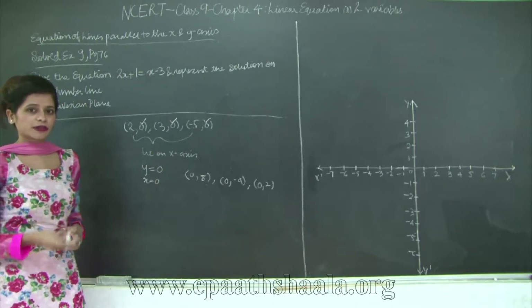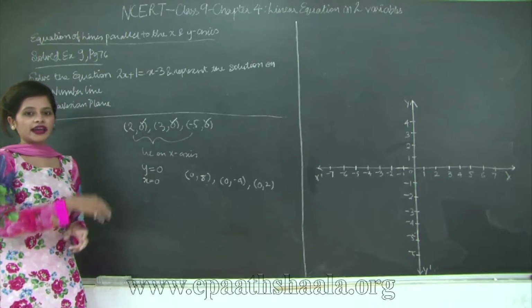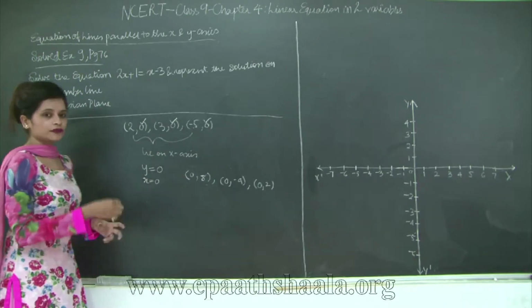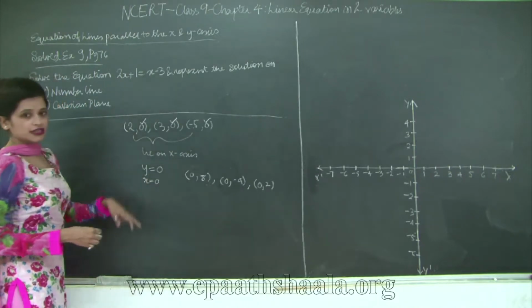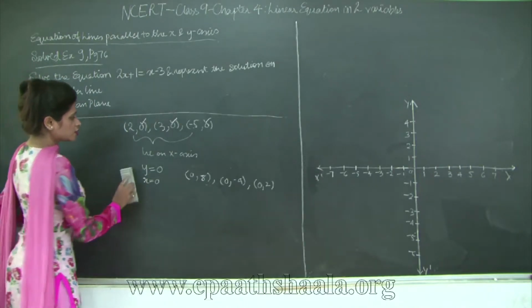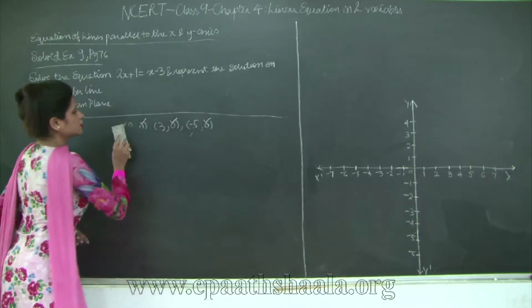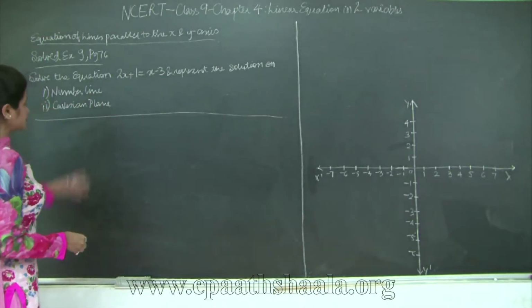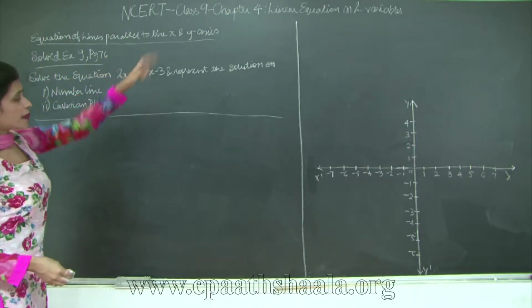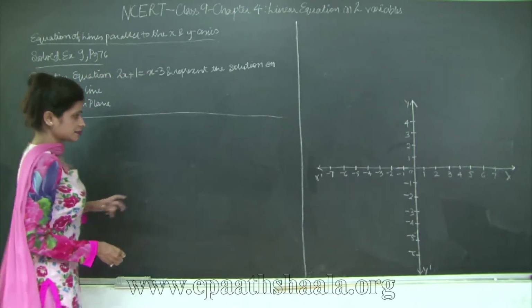So it is pretty simple to remember, right? I'm sorry, for the x axis it is y is equal to 0, and for the y axis it is x is equal to 0, right? So we have now understood the equations of the x axis and y axis. Now let us look at equations of lines parallel to the x axis and y axis.